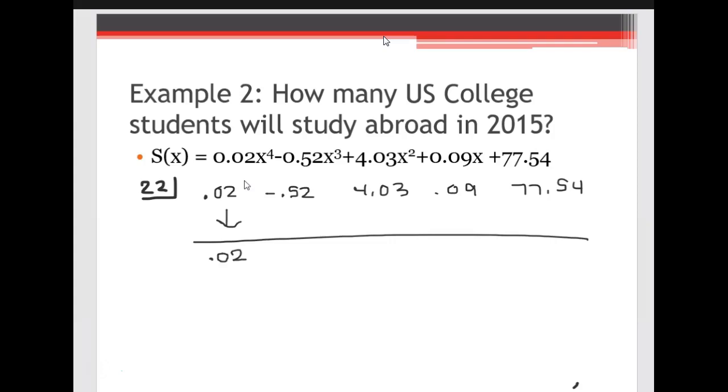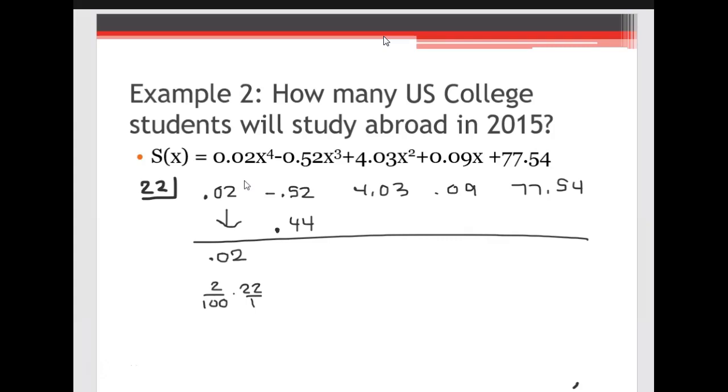So I knew a 0.02. Well, 0.02 is really the same as a fraction as 2 over 100. So you could rewrite 0.02 as a fraction, and then you can multiply it by 22. So 2 times 22 is 44. So that's like 44 over 100, or 0.44.